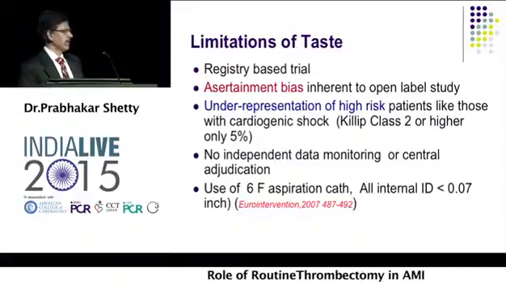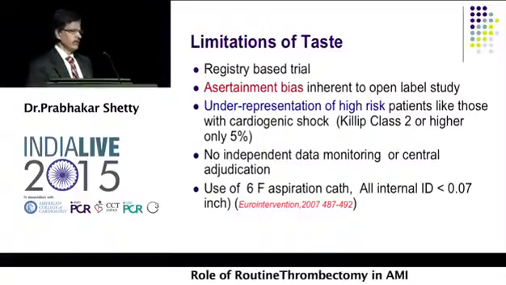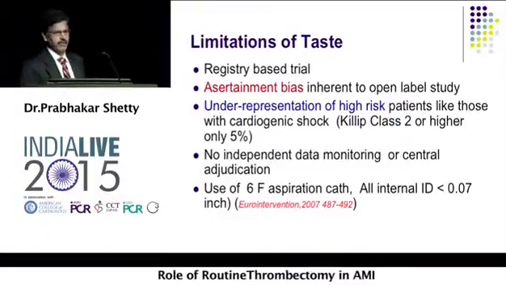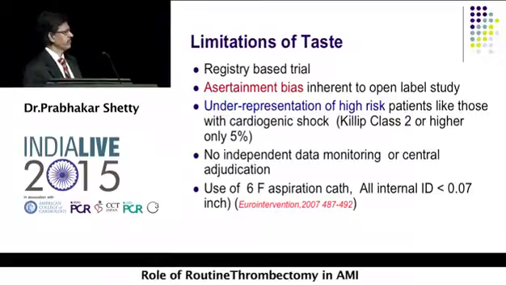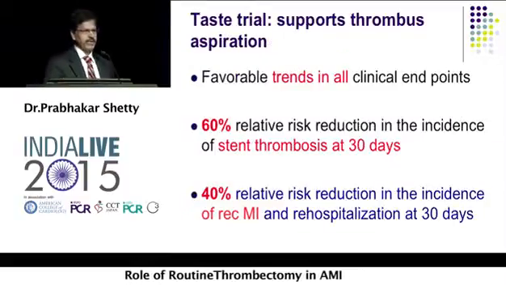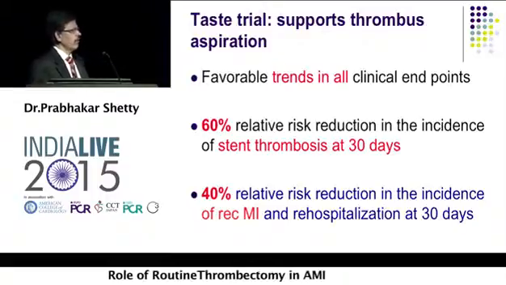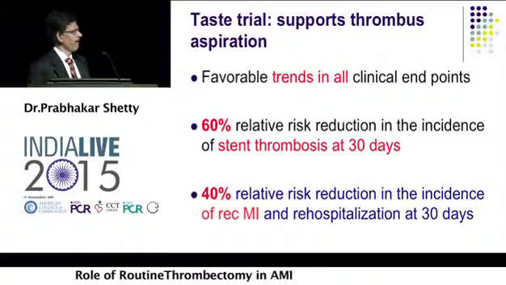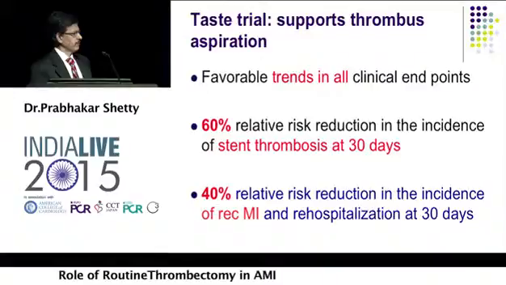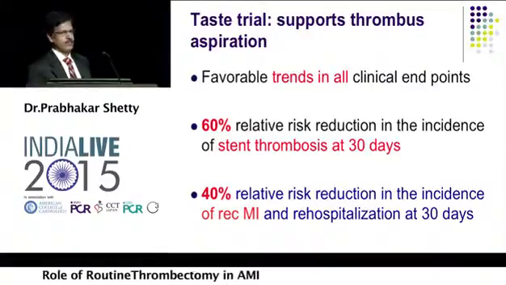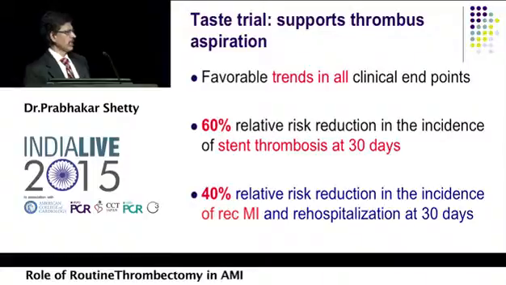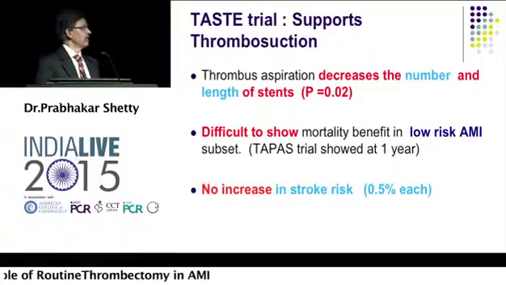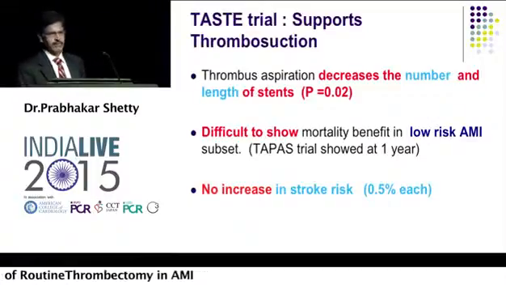And there's no independent data monitoring or central adjudication. And they used 6 French aspiration catheters. And there are studies which have shown that 7 French catheters are better than 6 French for getting better results. So, in fact, in my opinion, the TASTE trial supports thrombus aspiration because for all the endpoints, there's a favorable trend with thrombus aspiration compared to conventional PCI. There is, in fact, a 60% relative risk reduction in the incidence of stent thrombosis at 30 days, 40% relative risk reduction in the incidence of recurrent MI and rehospitalization at 30 days. And it reduces the number of stents and also the length of the stents.